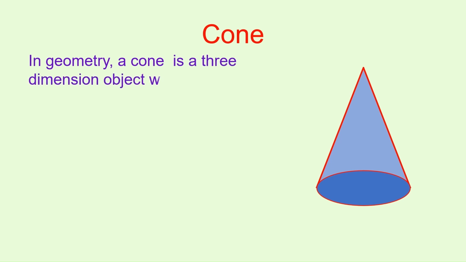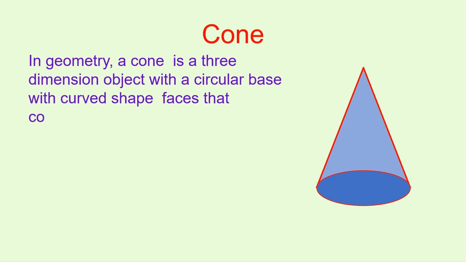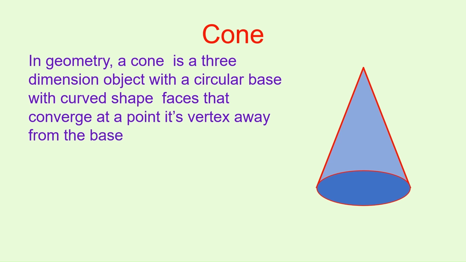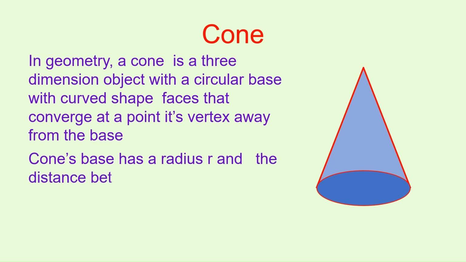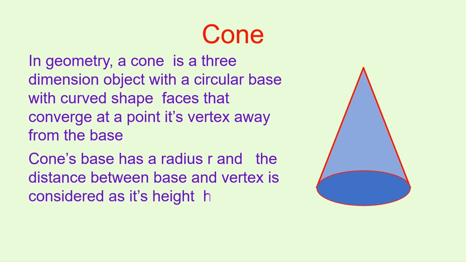The cone. In geometry, a cone is a three-dimensional object with a circular base, along with a curved shaped face that converges at a point, its vertex, away from the base. Cone's base has a radius r, and the distance between base and vertex is considered as its height h.